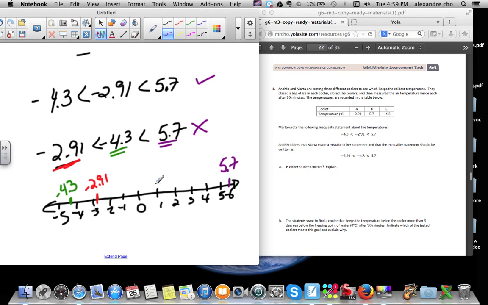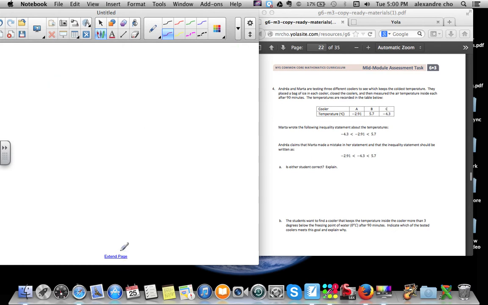B, the students want to find a cooler that keeps the temperature inside the cooler more than 3 degrees below the freezing point of water after 90 minutes. Indicate which of the tested coolers meets this and explain why. Freezing point of water, Celsius. Okay, so they want to buy a cooler where after 90 minutes the temperature is more than 3 degrees below freezing.